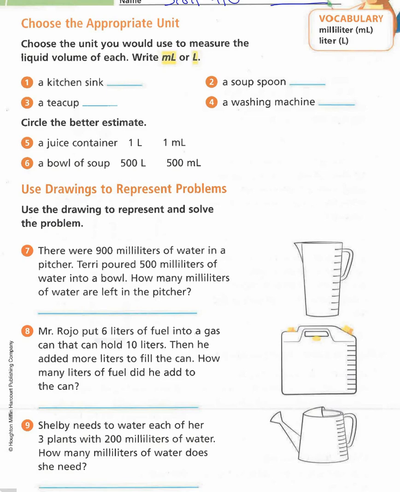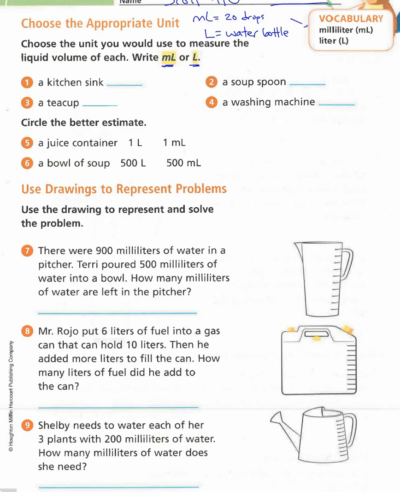Okay. We're going to continue using liquid measurement, but this time we're going to be using metric. We're going to be using milliliters or liters. And if you watched the video that I did, you know that a milliliter is about 20 drops of liquid, and a liter, just L, is like a sports water bottle. That'll remind you how much a milliliter is and how much a liter is.